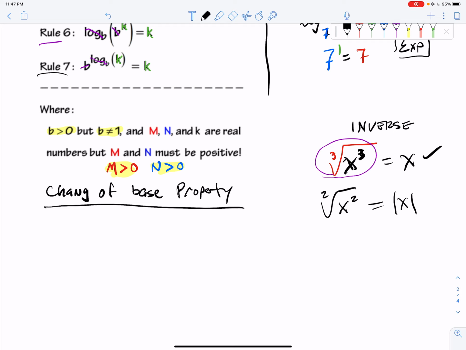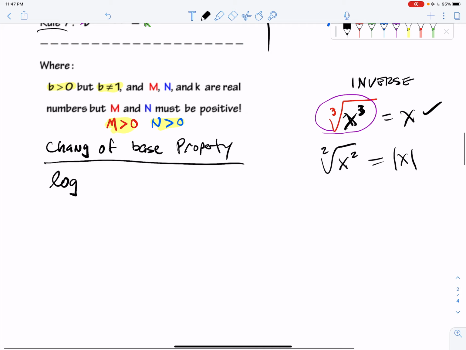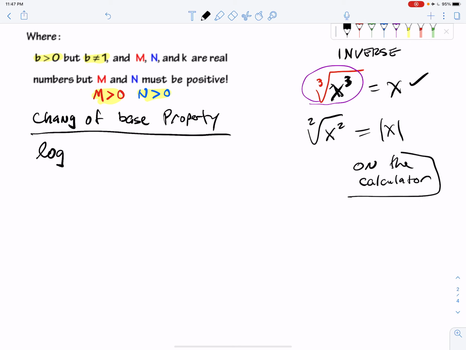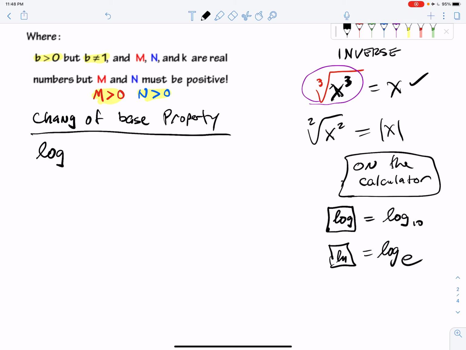It says if you have a log. Now, remember on the calculator, what logs do we have? If you have a scientific calculator, even a cheap $8 or $12 calculator, it has a button that says log, and that is the common log, so that is log base 10. We also have the ln button, which is a special log, log base e. So we have two log buttons on our calculator.